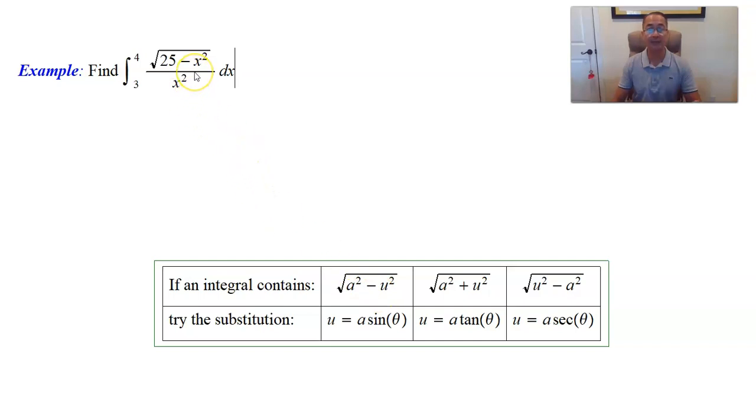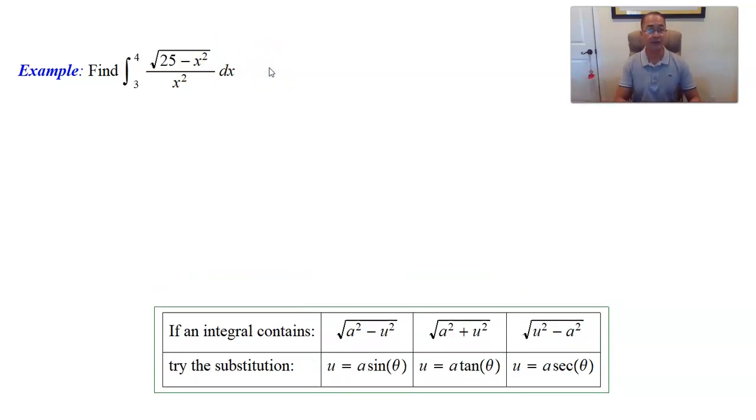Our u is simply x, right? As I said earlier, sometimes the u sub is actually just the x. So here, a is 5 and u is x. So we use u, which is x, and we want it to be 5 sine theta. Okay, u equals a sine theta is the trig sub for this problem.